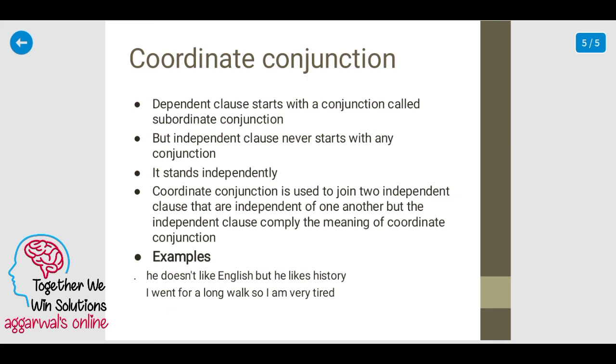I went for a long walk, so I am tired. So I am tired. See, the independent clause beginning after the coordinate conjunction so always follows the meaning of the conjunction. It never starts with that conjunction, but it always follows the meaning of that conjunction.